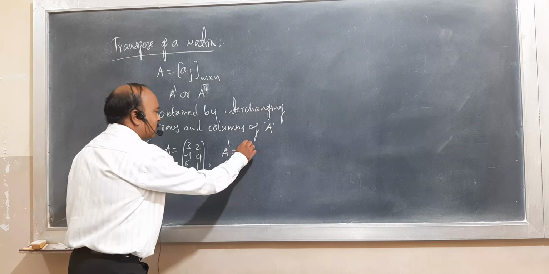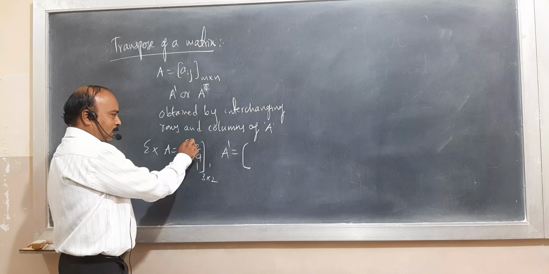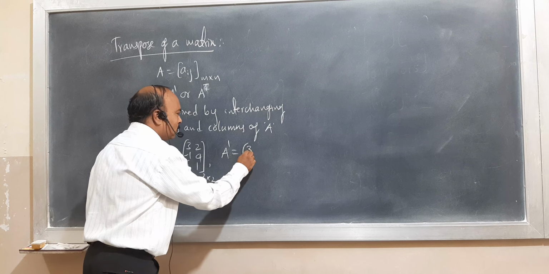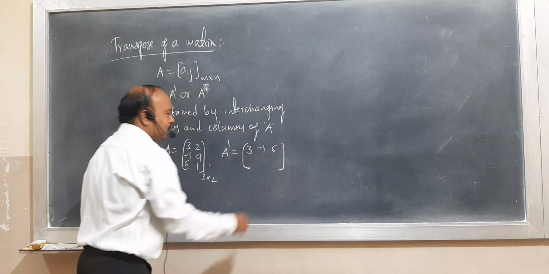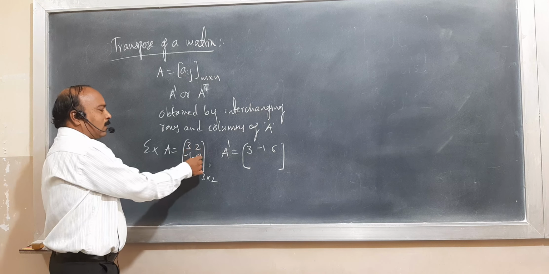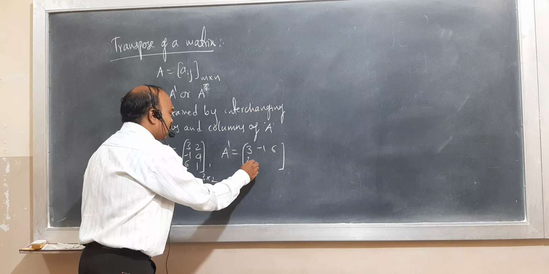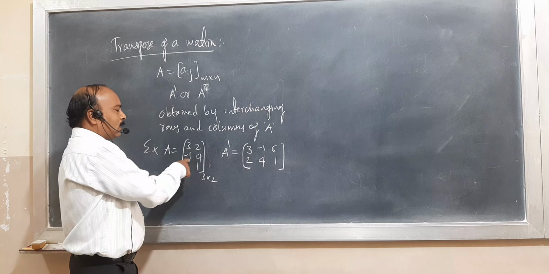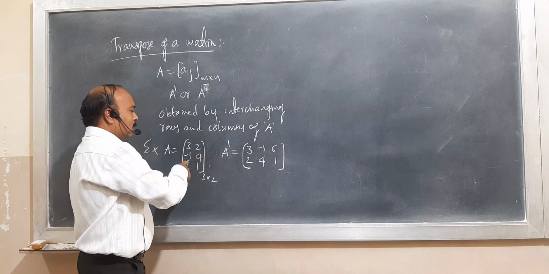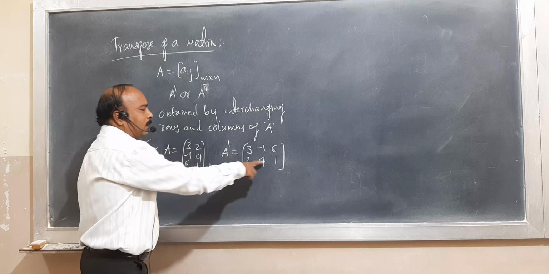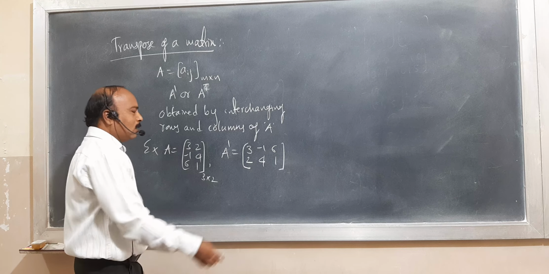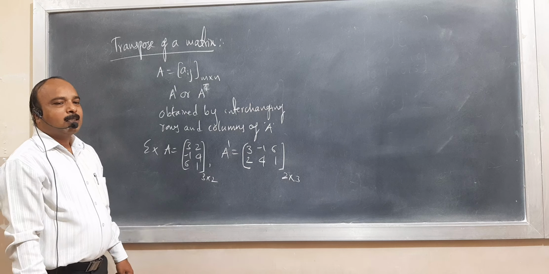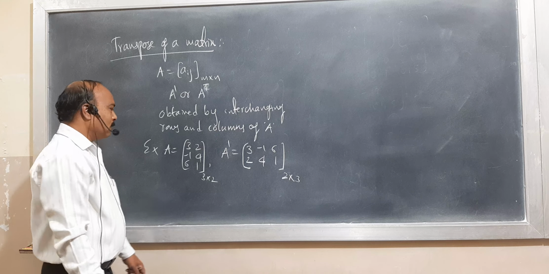How can you write this? Now the first column elements are 3, -1, 6. You convert it into a row: 3, -1, 6. And the second column elements are 2, 4, 1. You write it as the second row: 2, 4, 1. 3, -1, 6 is the first row, then 2, 4, 1 becomes the second row. Now you check the order. It is 2 by 3. Now it is the transpose of the given matrix A.